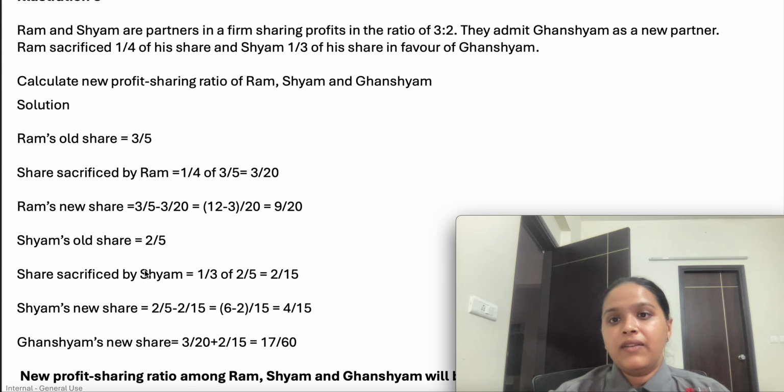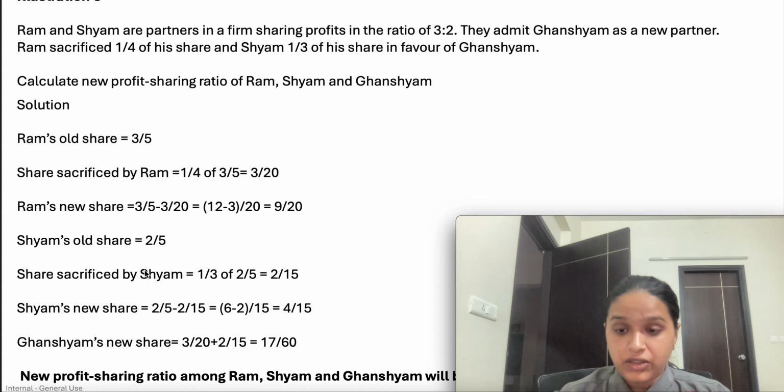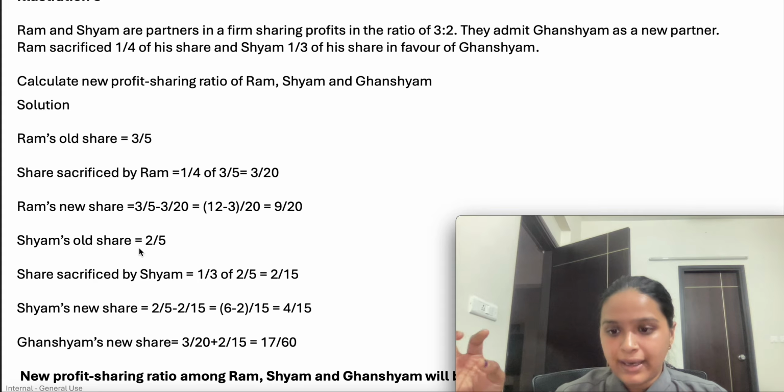so see, whenever it is given in the question how much we have sacrificed or in what ratio we have to distribute the profit sharing ratio, then it's good. Otherwise, if we don't have the information to calculate, it's better that we consider the existing ratio only. It means whatever new share the new partner is getting should be distributed between the existing partners in their existing ratio.